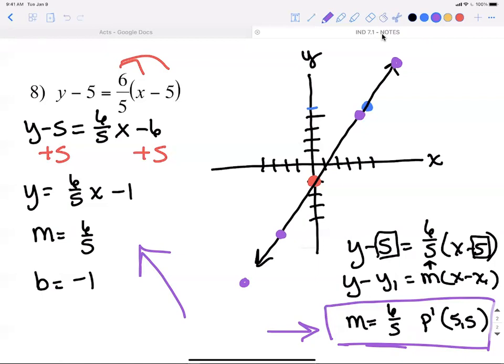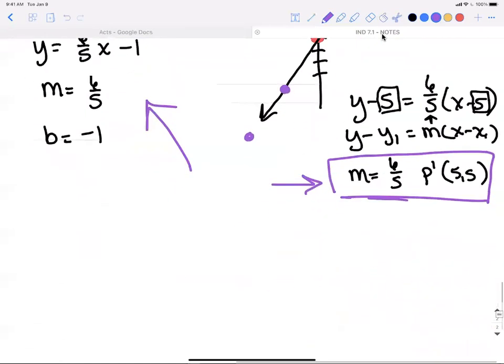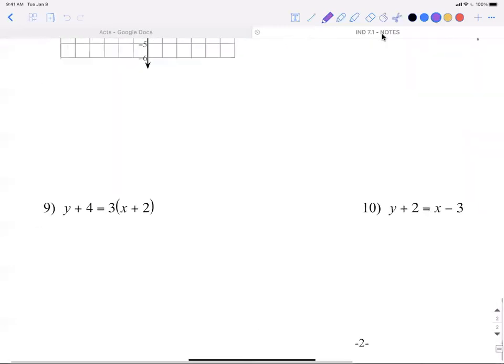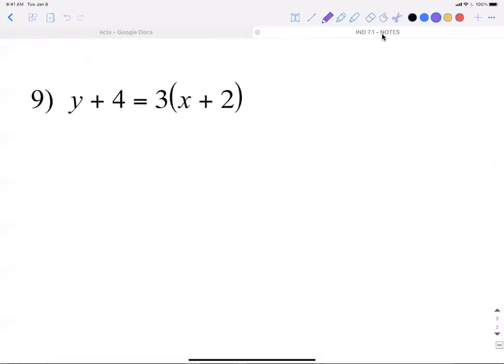Your default. All right, so you don't have to put this one in your notes. I don't want you to put this in your notes, all right? I just want you to tell me, what's my m here?